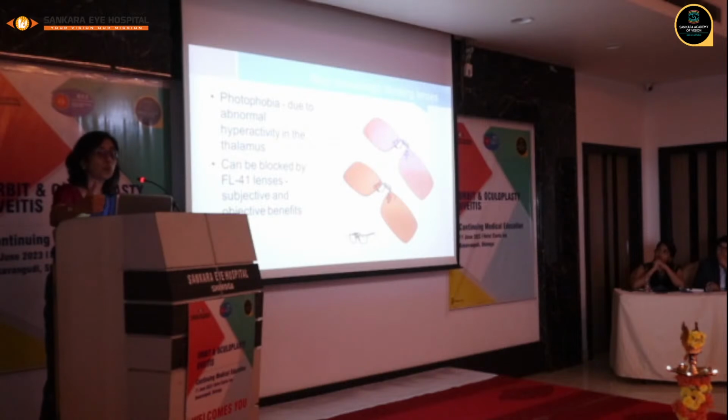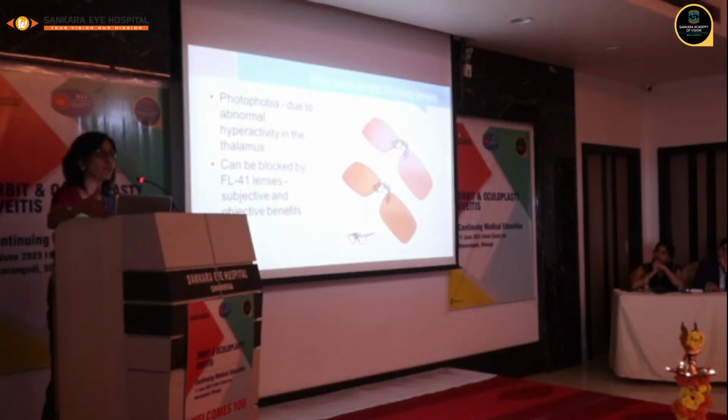Blue wavelength blocking lenses help a lot in case of photophobia. And the photophobia is probably due to abnormal activity in the thalamus. There are specific lenses available which cut off the blue wavelengths, and nowadays they are available in India. A few years ago, these were not available. And I used to just tell them to use brown tinted glasses. That used to help. That's very helpful. So this is something all of us can do.